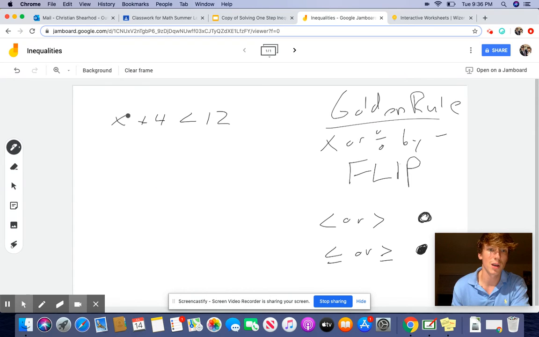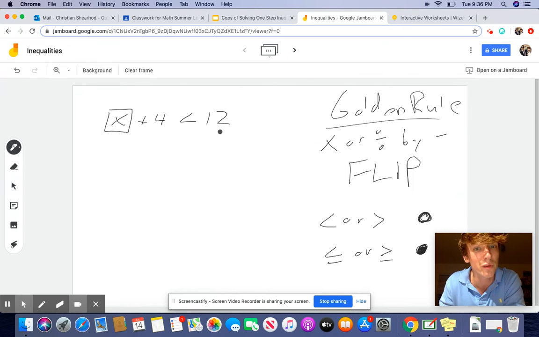Okay, so we box our variable like always. It's going to make it easier for us in the future. And we move this, which is bothering the x. A lot of you were moving the wrong numbers. Okay, when I was looking at the feedback you got from Wizard or looking through your Google Slides, I saw that you'd move this number.